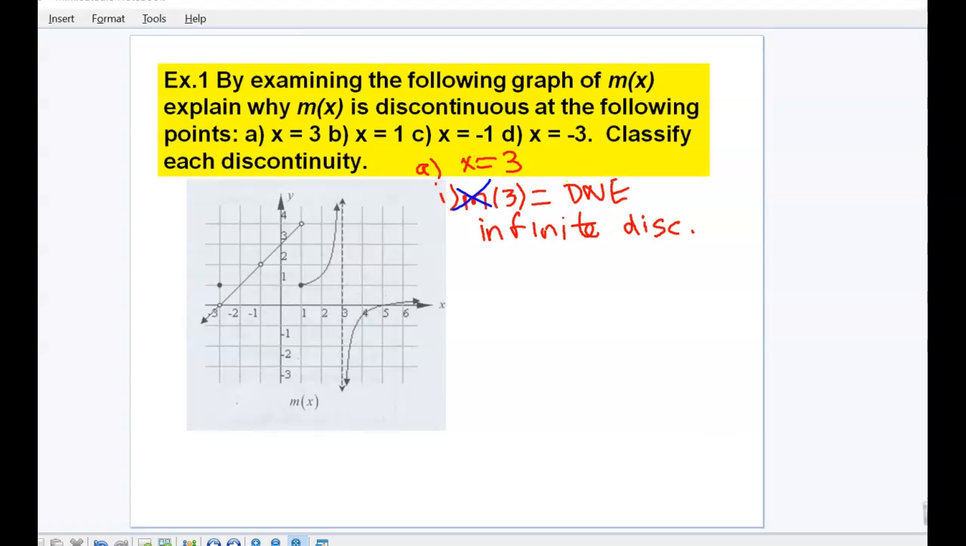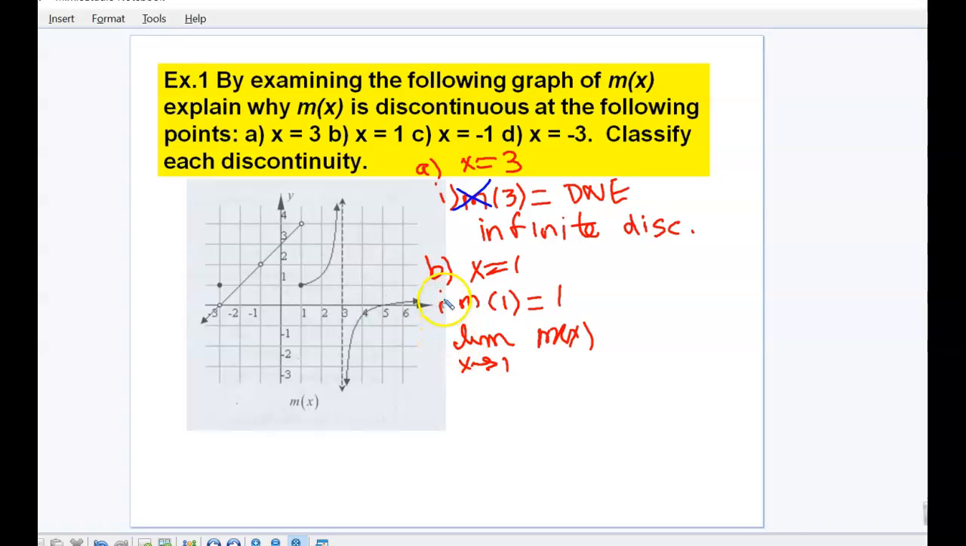We take a look at the next one at B. They want us to check it out at x equals 1. So at x equals 1, is there a value of the function at 1? Yes, the value of the function at 1 is 1. Is there a limit as x approaches 1 of my function m of x? And if we look at 1, the limit from the left does not equal the limit from the right.